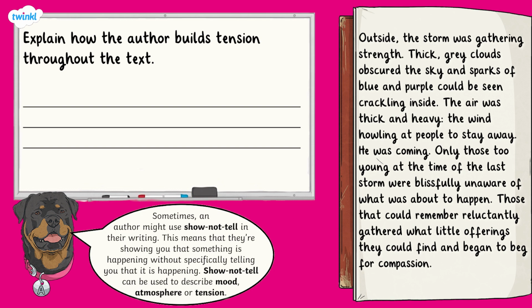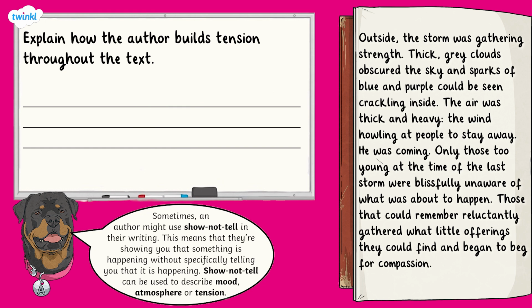For this next question, you're being asked to explain how the author builds tension throughout the extract. You may wish to write your answer down on a piece of paper or a whiteboard, or you might just wish to say your answer out loud. Top tip, you have been given 3 lines to write your answer. This means that you'll need to write an extended answer that contains at least one example from the text. If you would like time to read through the extract again, pause the video now and hit play when you are ready to hear the answer.